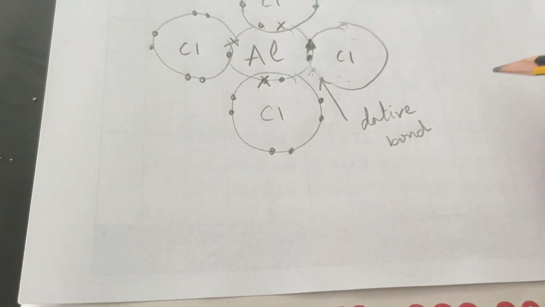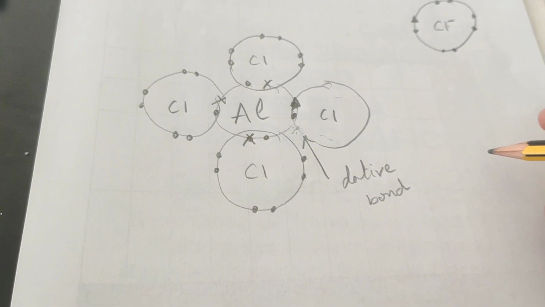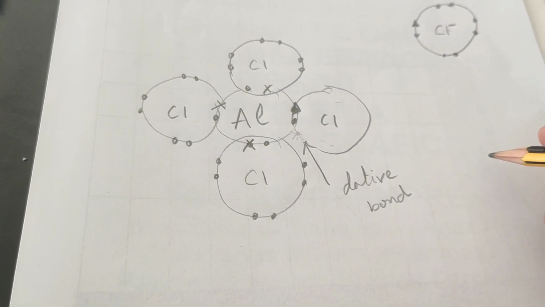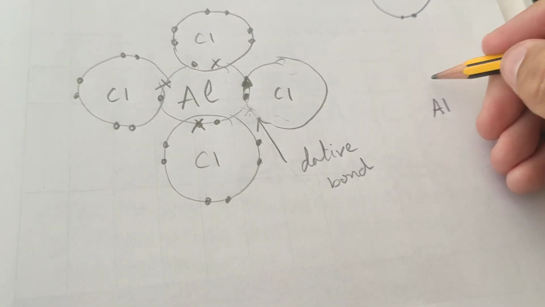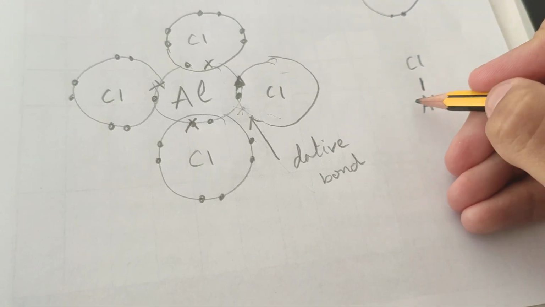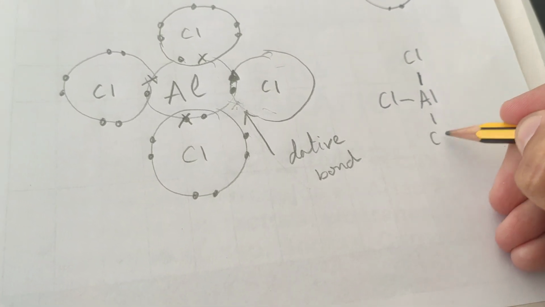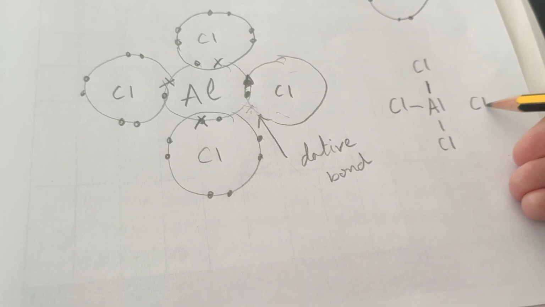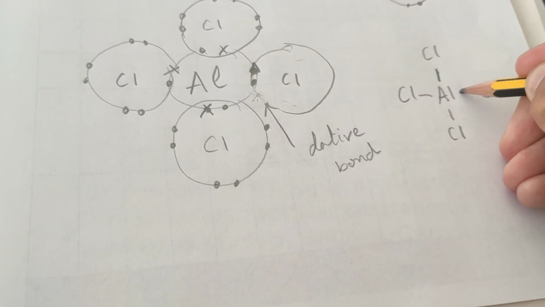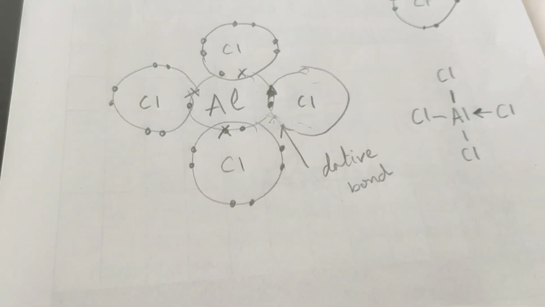And we can do our displayed formula showing it like this. We have our aluminium in the middle, and we have our bonds: chlorine, chlorine, chlorine. And so we show our dative bond. Where are the electrons coming from? They're coming from the chlorine, so we draw an arrow in this direction to show that bond.